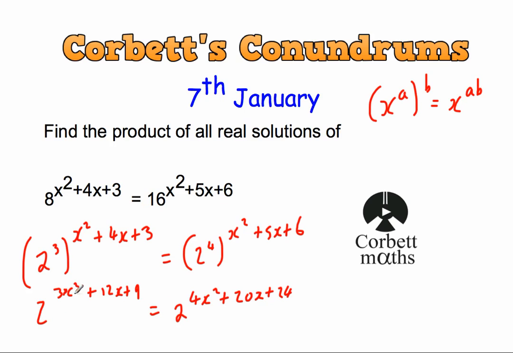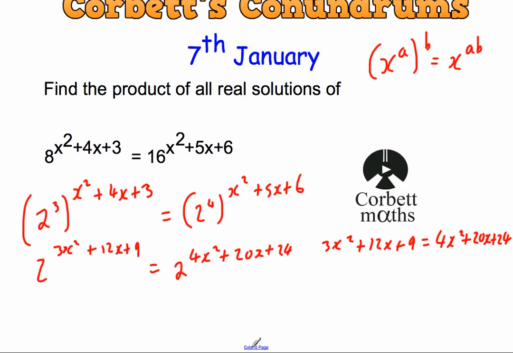Now I've got 2 to the power of something equals 2 to the power of something. For those to be mathematically equal to each other, the two powers have got to be the same. So that's going to lead us to 3x squared plus 12x plus 9 equals 4x squared plus 20x plus 24. So I've got that equation. Now I'm going to solve it, and then we'll get the real solutions. Once we have the real solutions, we'll multiply them together to get the product.